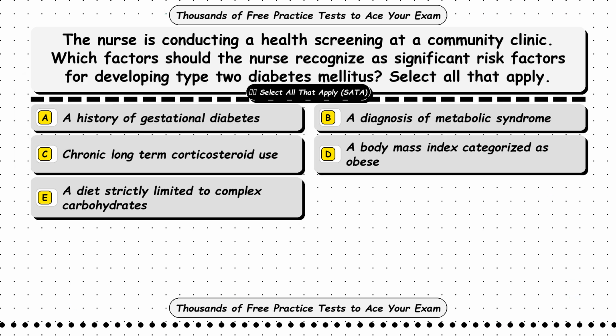Question 134. The nurse is conducting a health screening at a community clinic. Which factors should the nurse recognize as significant risk factors for developing type 2 diabetes mellitus? Select all that apply. Option A. A history of gestational diabetes. Option B. A diagnosis of metabolic syndrome. Option C. Chronic long-term corticosteroid use. Option D. A body mass index categorized as obese. Option E. A diet strictly limited to complex carbohydrates.